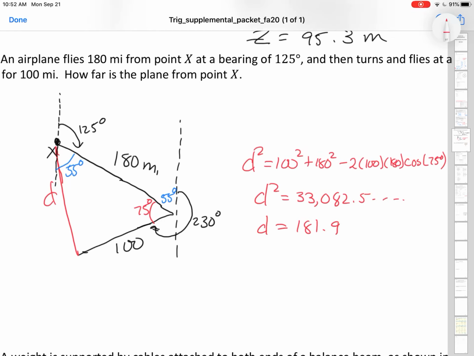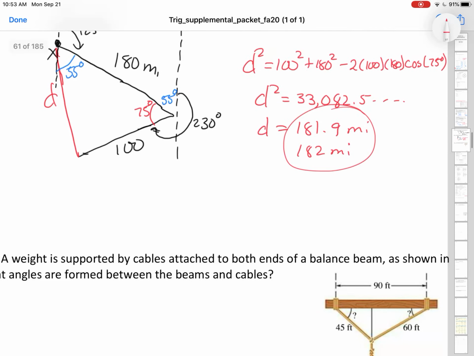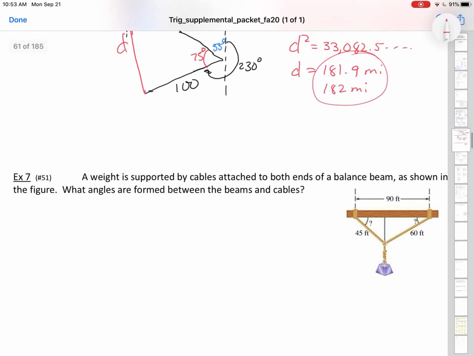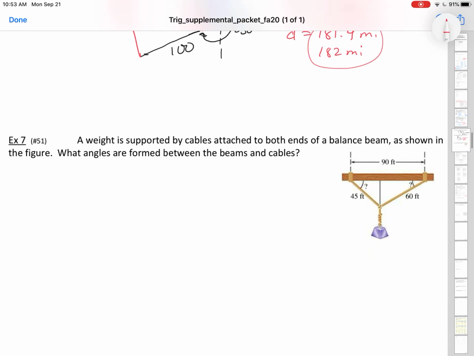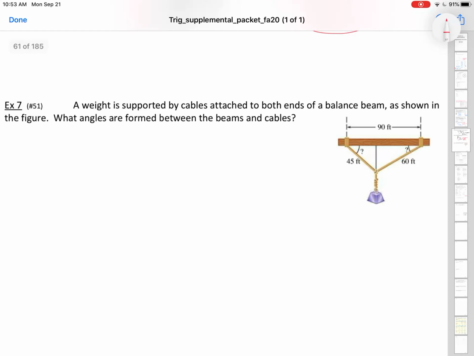181.9, in this case they were flying miles, sorry. 181.9 miles. So if you answered 182 miles, no problem. Both are okay. We're not going to get really worried about the technical rounding there as we go through. So just a nice application of the law of cosines, one and done.